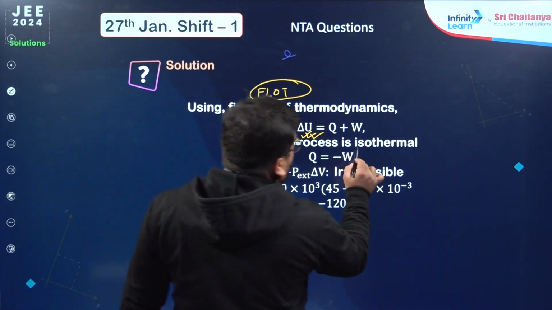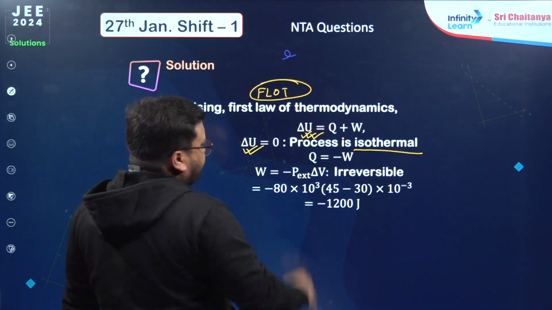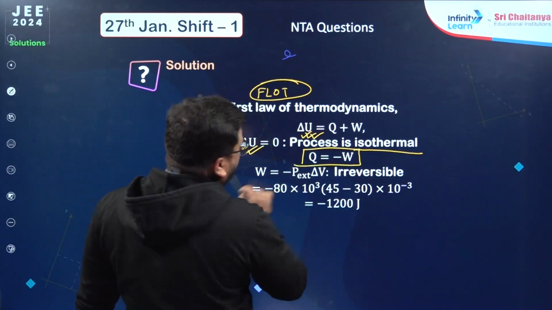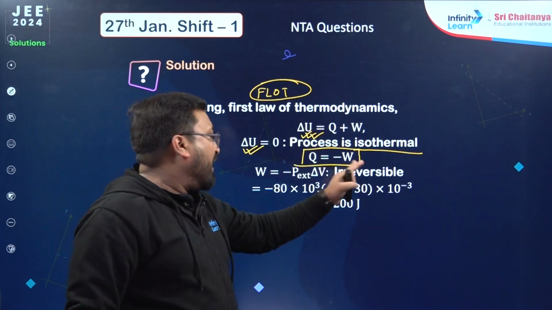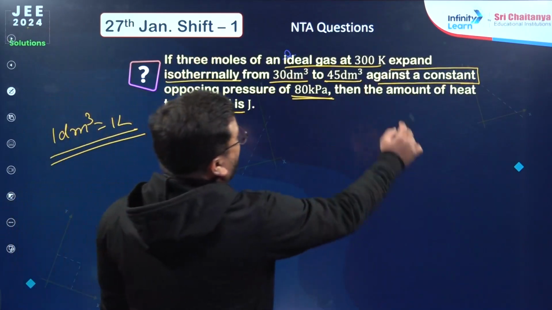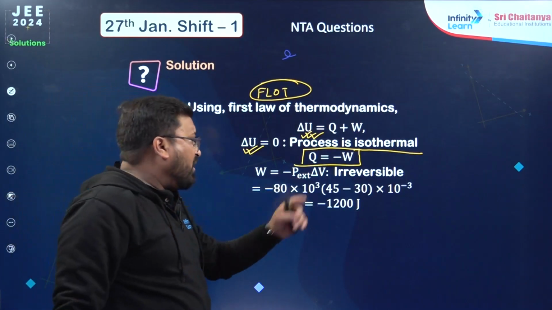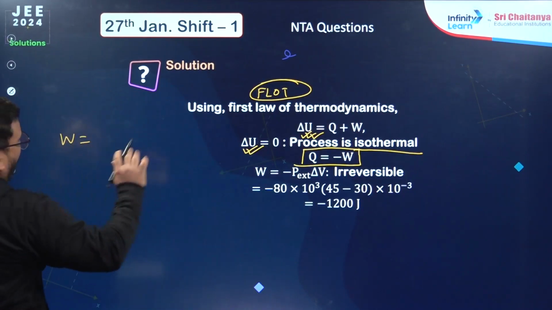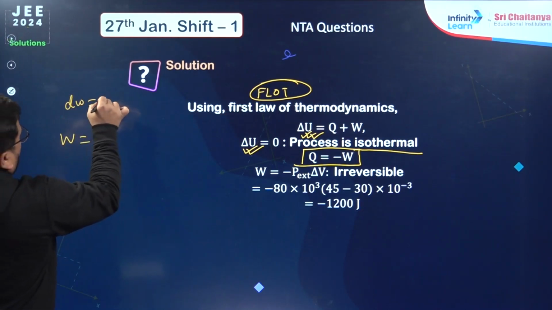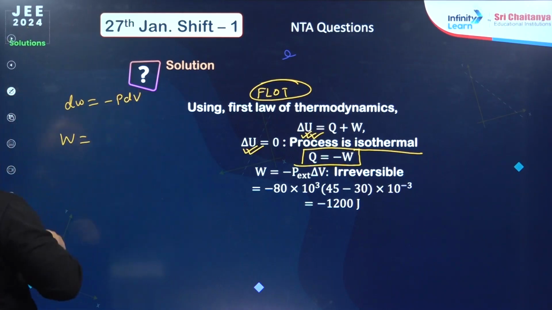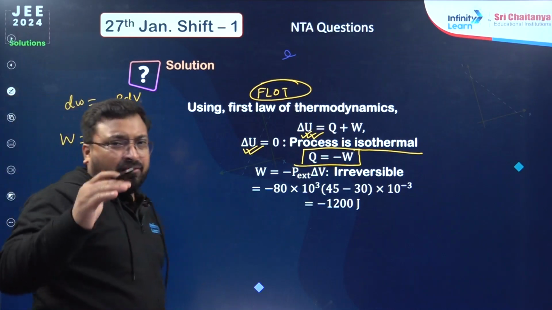Okay, and the process is isothermal, so temperature is constant, so the change in internal energy is 0. So for this law, whatever heat you provide, Q equals minus W, and they have already given you the hint, against a constant opposing pressure. It means the pressure is external, and the basic work done, for every case, dW is PdV, everyone knows.